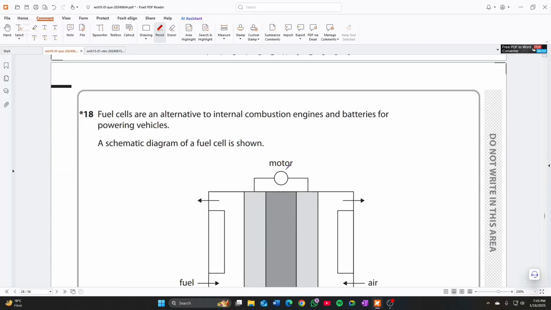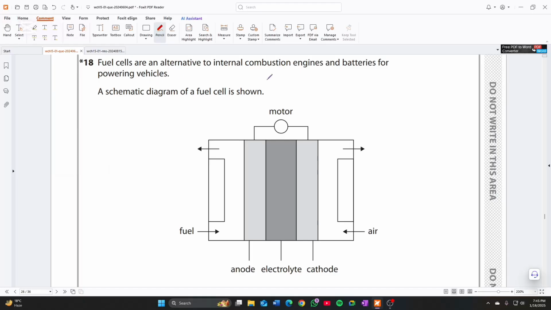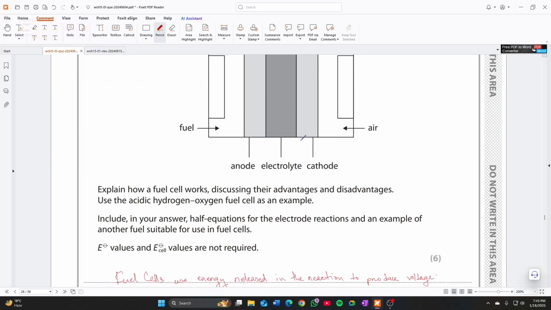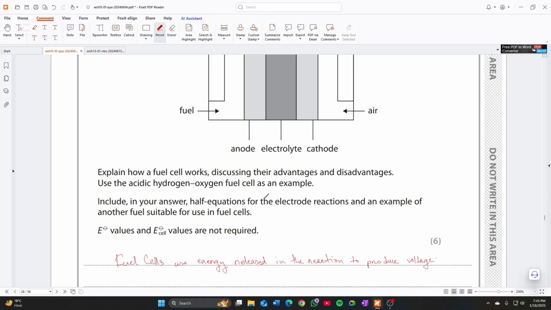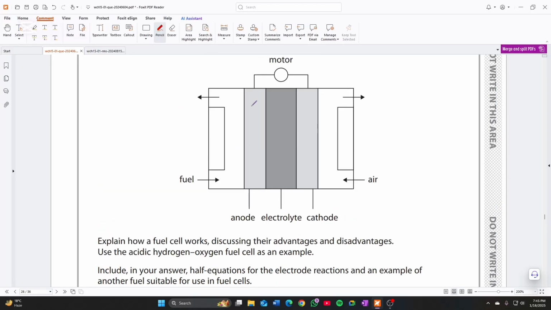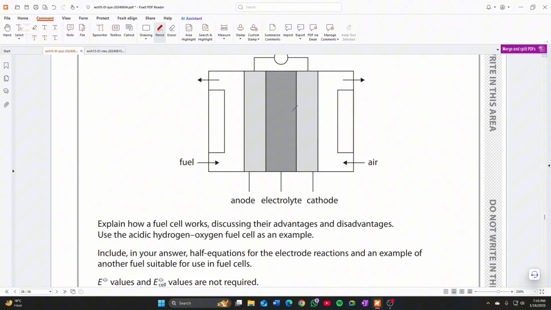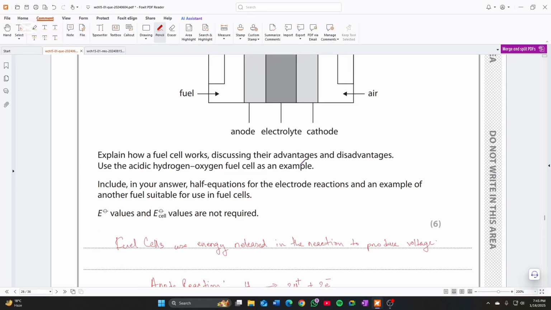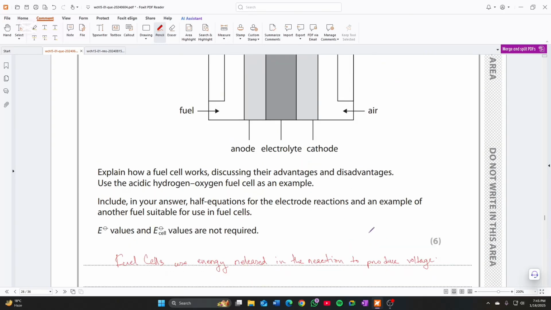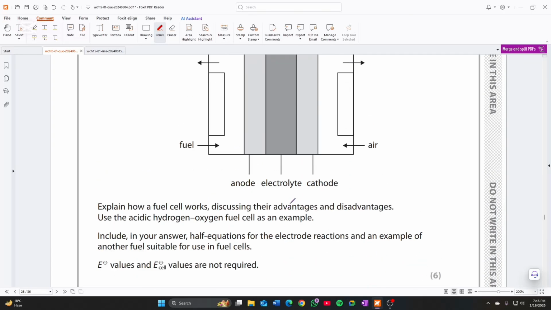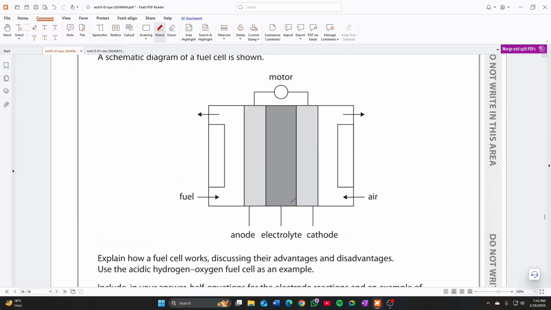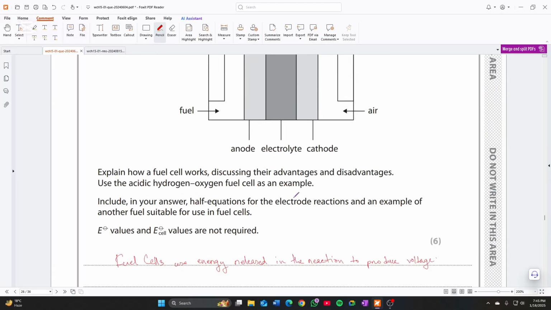Next question is question number 18. Fuel cells are an alternative to internal combustion engines and batteries for powering vehicles. Explain how a fuel cell works. What does a fuel cell do? A fuel cell uses the energy that is released from the reaction that happens inside it. The energy released from this reaction is used to produce electricity, or basically to generate voltage. So this is the work of a fuel cell. Fuel cells generate voltage from the chemical reactions that happen inside the fuel cell.